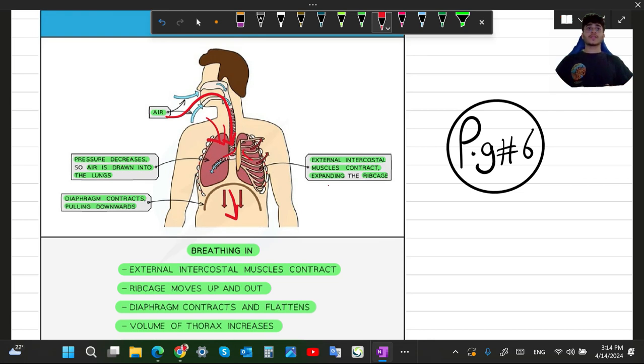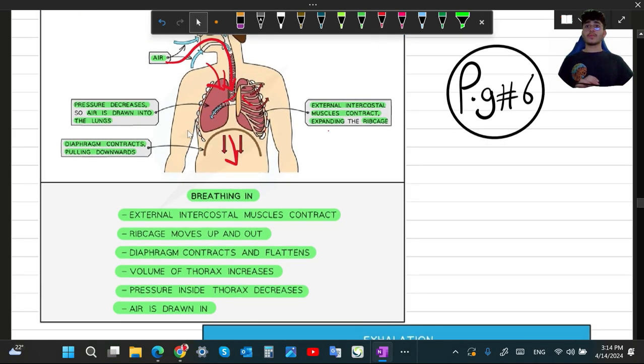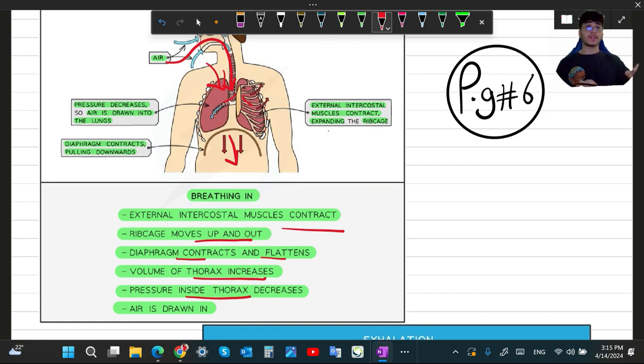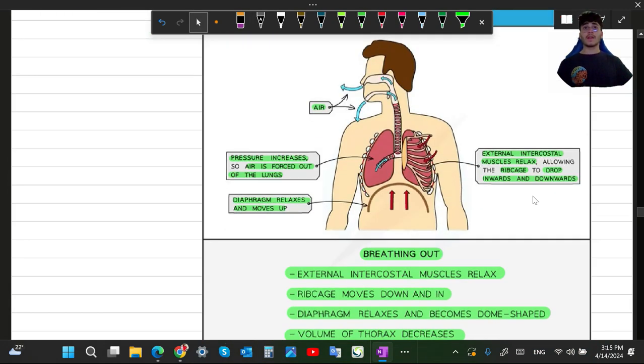Expansion, contraction inside. So breathing in, external intercostal muscles contract, rib cage moves up and out, diaphragm contracts and flattens, the volume of thorax is increased, pressure inside the thorax decreases, and air is drawn inwards. Like I said, exhalation is the opposite of this.